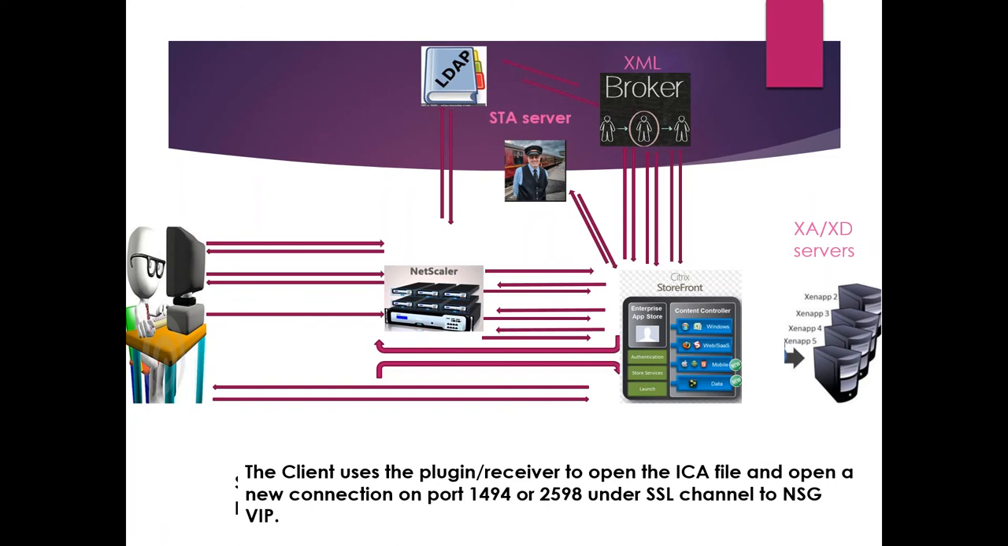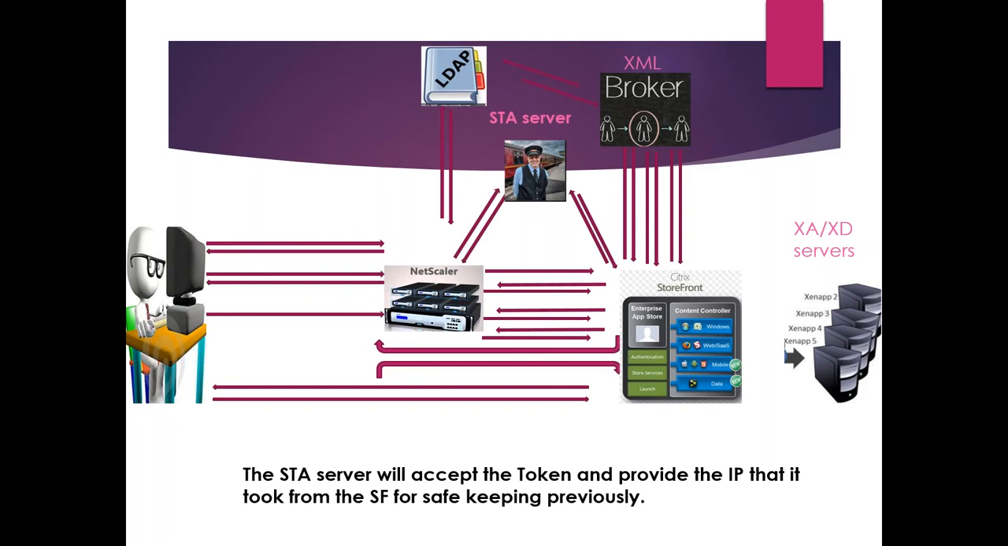It will contact that STA server and tell it, okay, one user came to me with a token name ABC and he needs to connect to an IP. Tell me what is that IP. Now the STA server will have in its database that ABC is equal to 10.1.1.1. It will just give that IP address to Netscaler. So now Netscaler will get to know that the client session, I have to send it to 10.1.1.1. So this is what happened with the STA server.